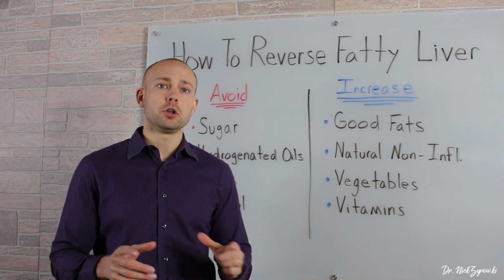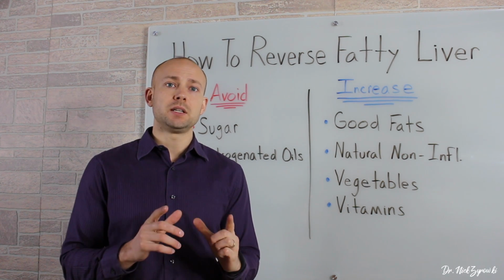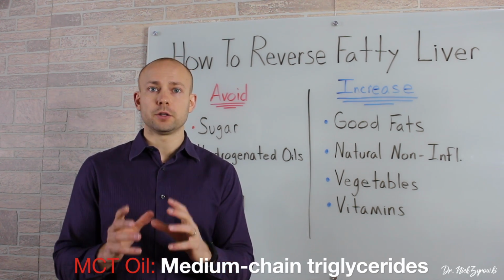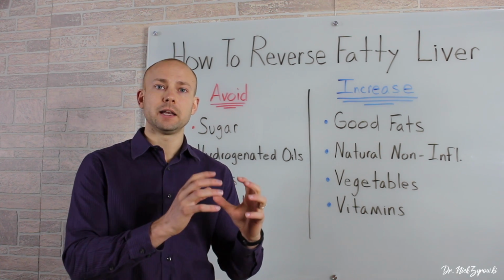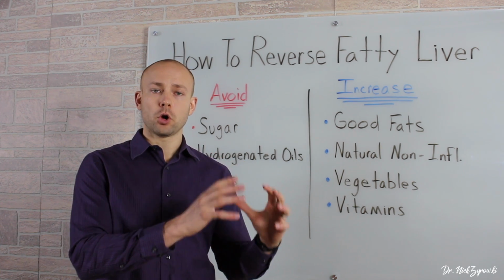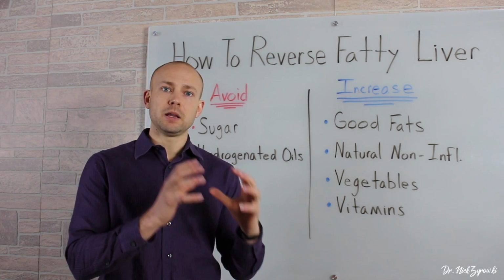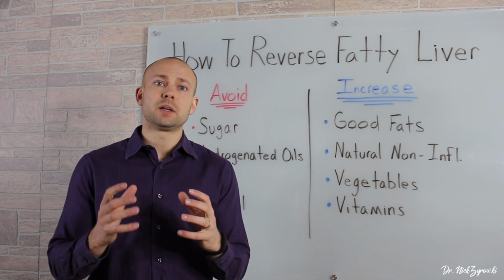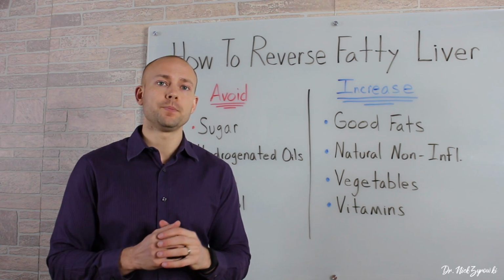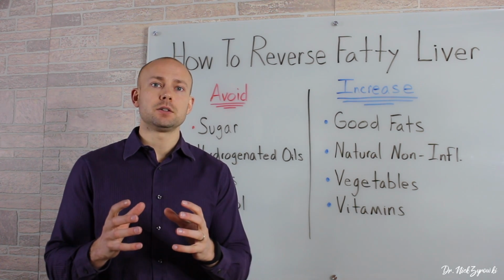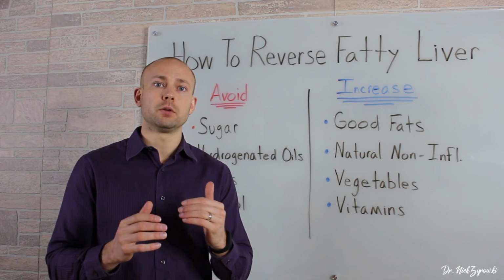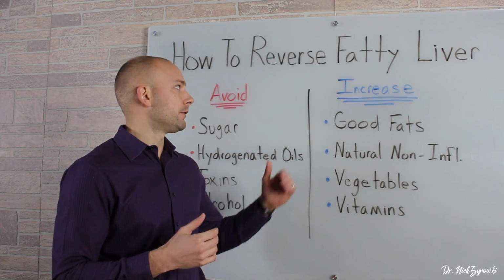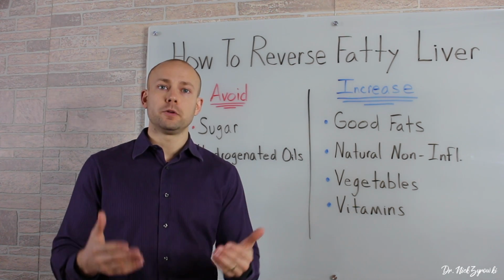Now, the other thing that you can do is increase MCT oil. MCT oil is medium chain triglycerides, which are isolated medium chain fats from the coconut oil. When they take those medium chain fats out and isolate them, I guess the reason they do it is because it has such a great healing potential. Those MCTs have been scientifically proven to help immensely when it comes to healing the liver and reversing fatty liver. So increase your good fats.